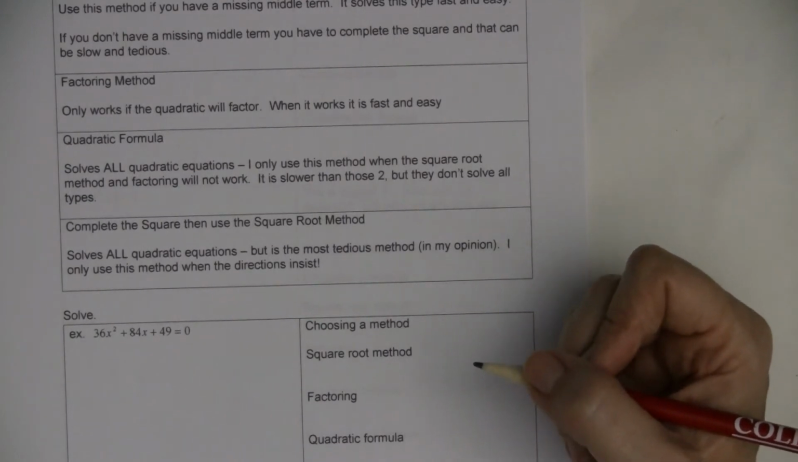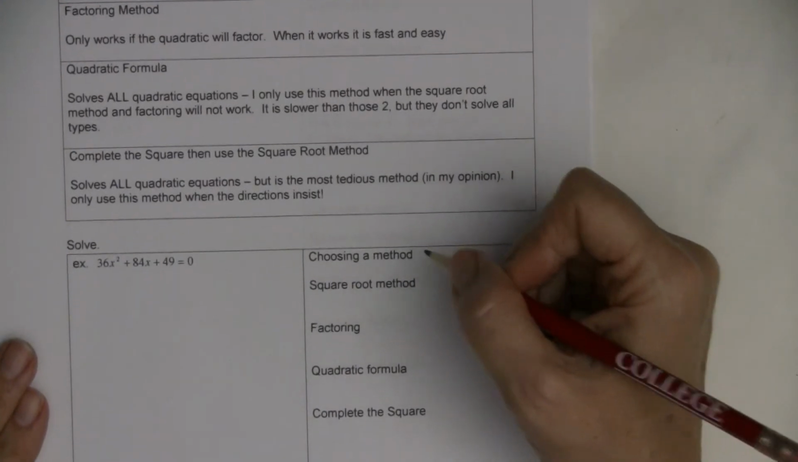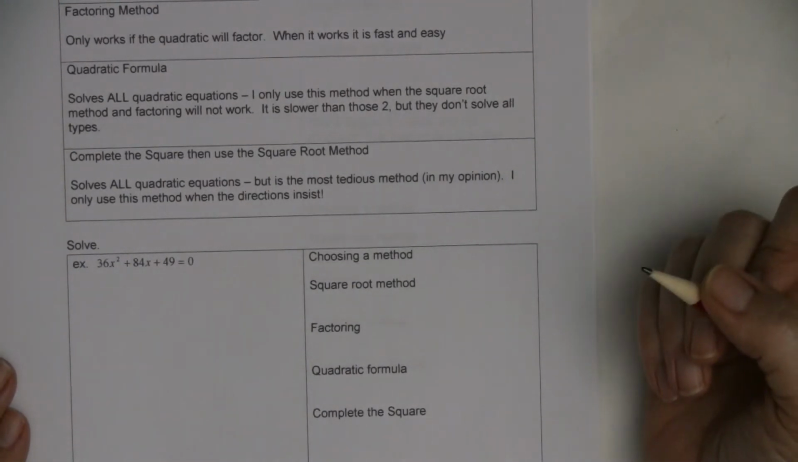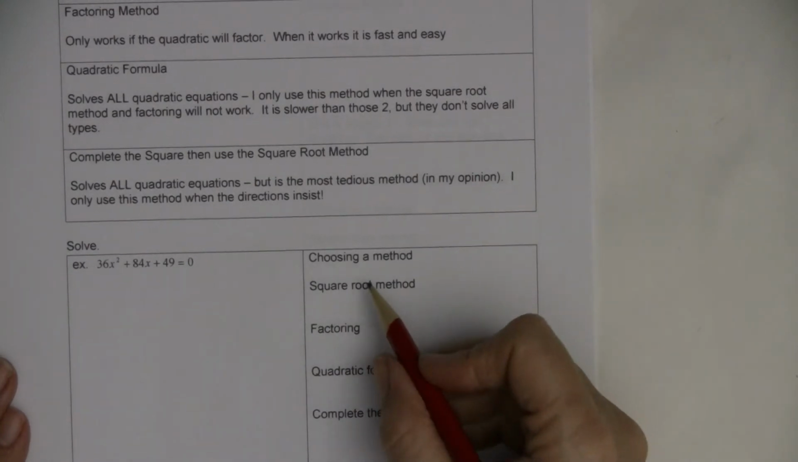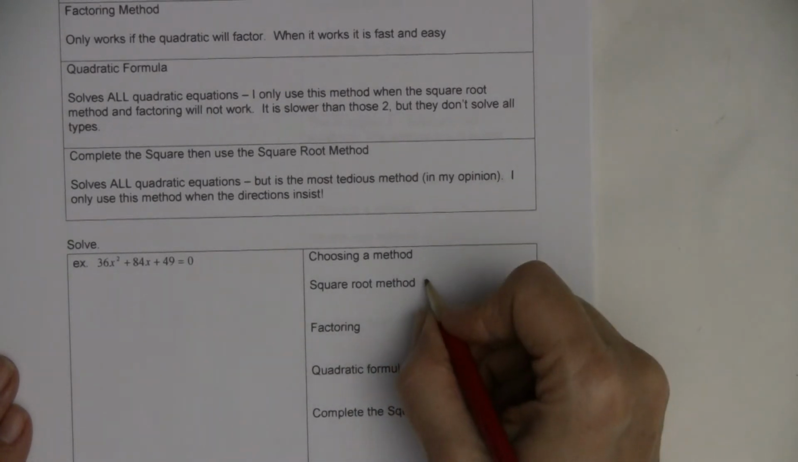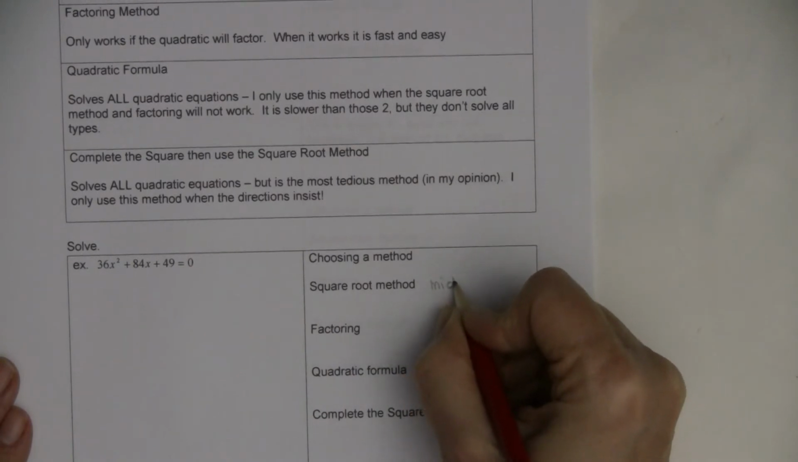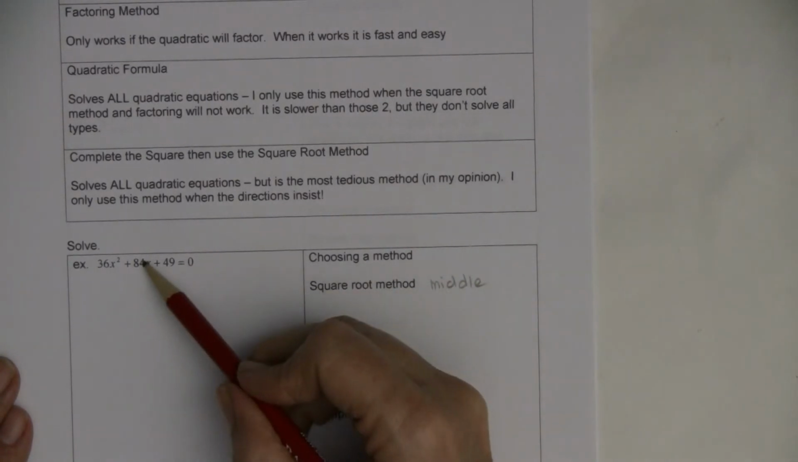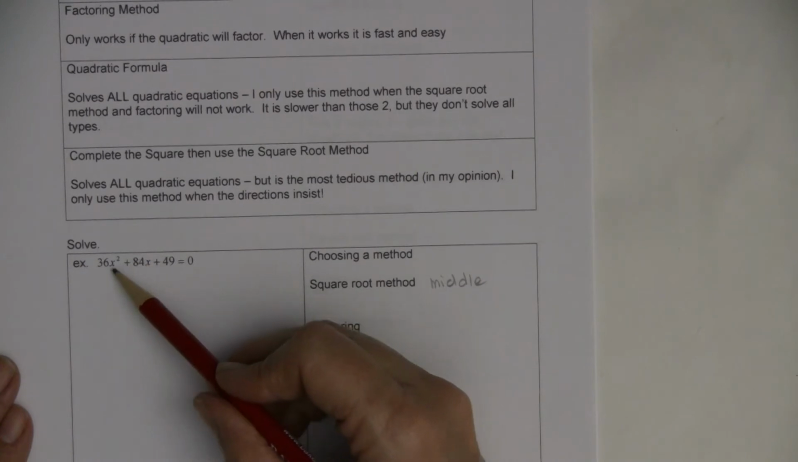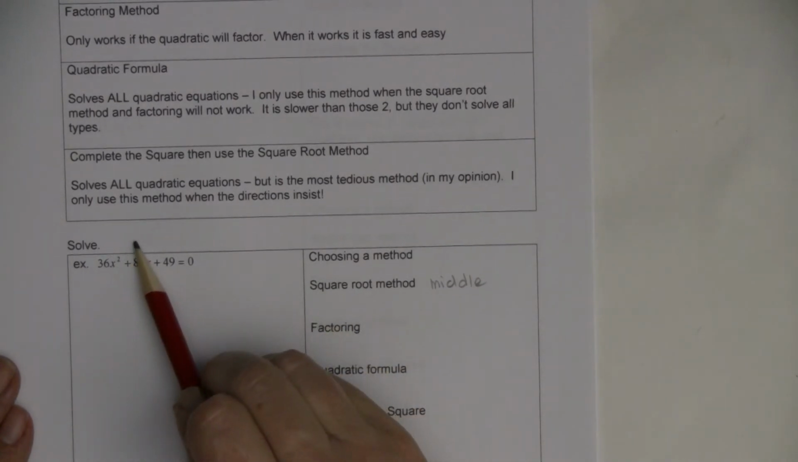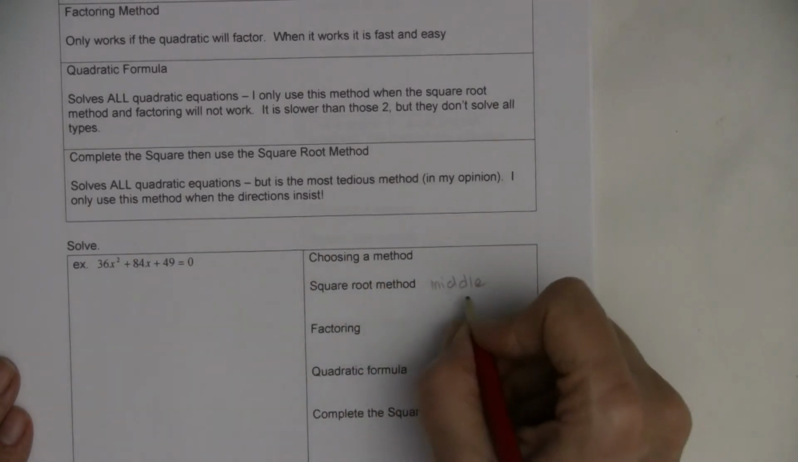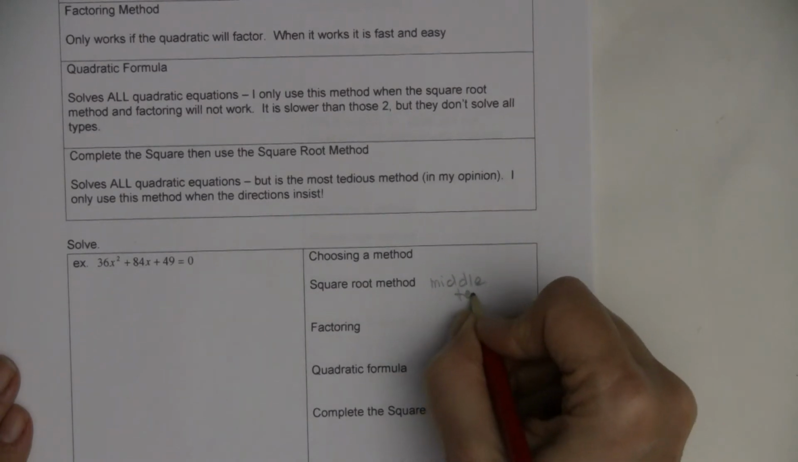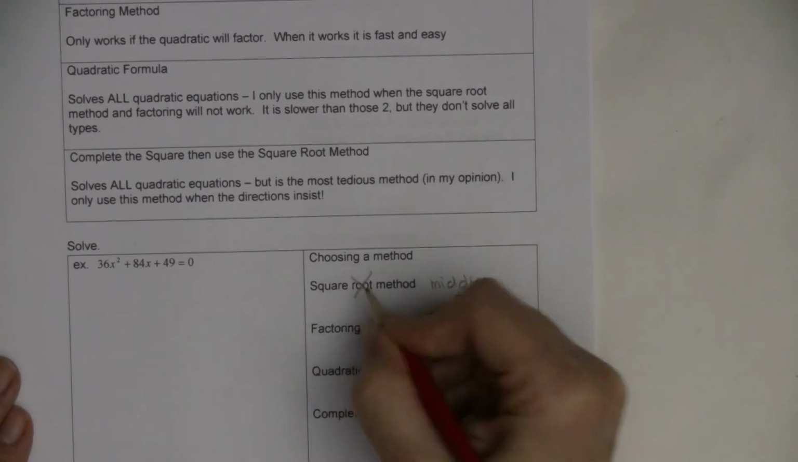Okay, so when I look at this one here, I'm asking myself, well, what method would I use? So I can't use the square root method because it has a middle term. So that's the reason, because of the 84x. And so I won't be able to get x squared all by itself with a number on the other side, because when I subtract the 49, I'm going to have that 84x, right? Because of the middle term, it's not appropriate to use this method.